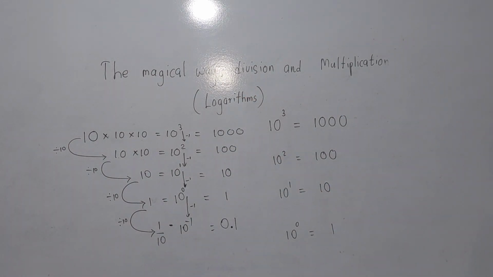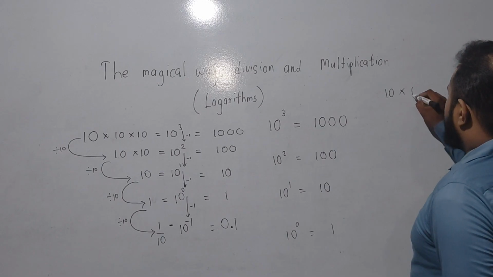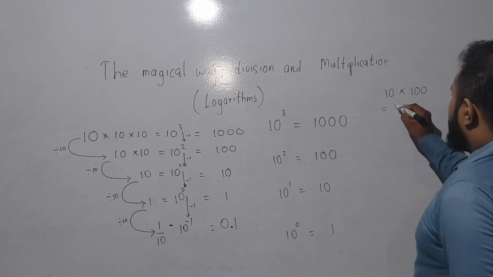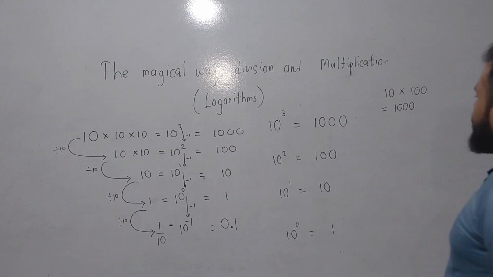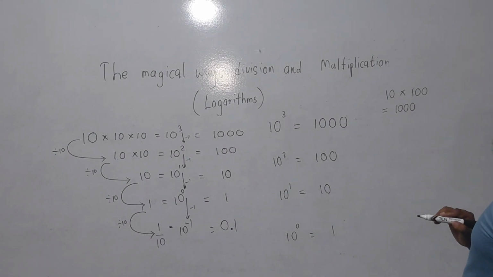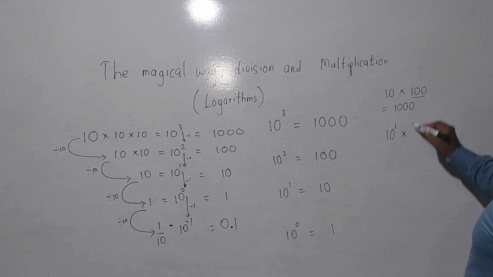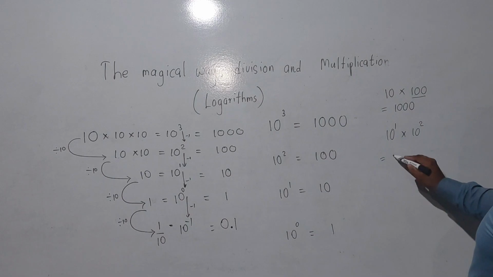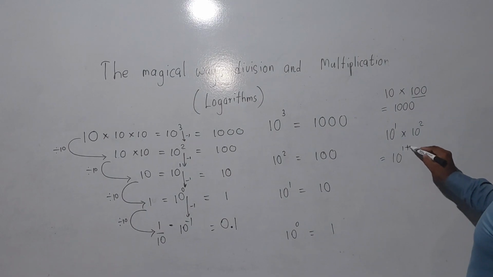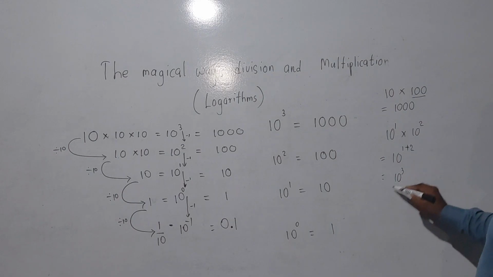And we know something like this. If we multiply 10 by 100, you know the value is 1000. If we use indices laws, we can write it like this. 10 is 10 to the power 1. 100 is 10 to the power 2. So multiplying 10 to the power 1 by 10 to the power 2 will give you 10 to the power 1 plus 2. That will give you 10 to the power 3. 10 to the power 3 is 1000.